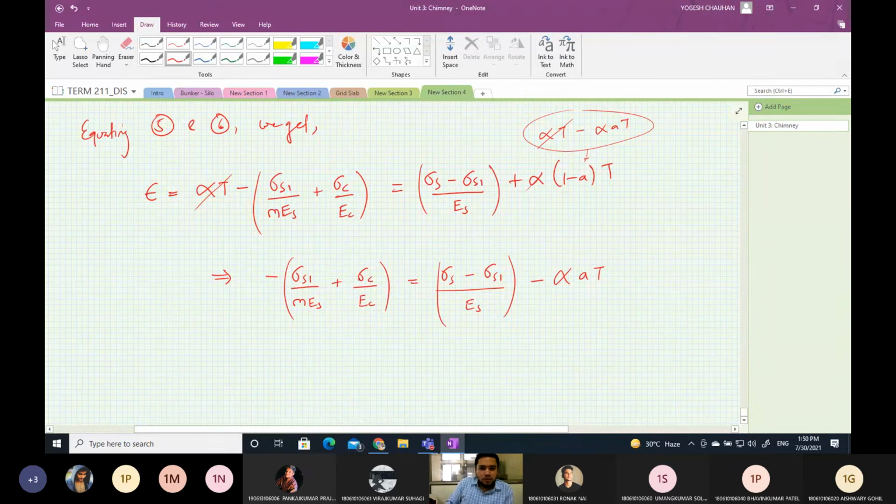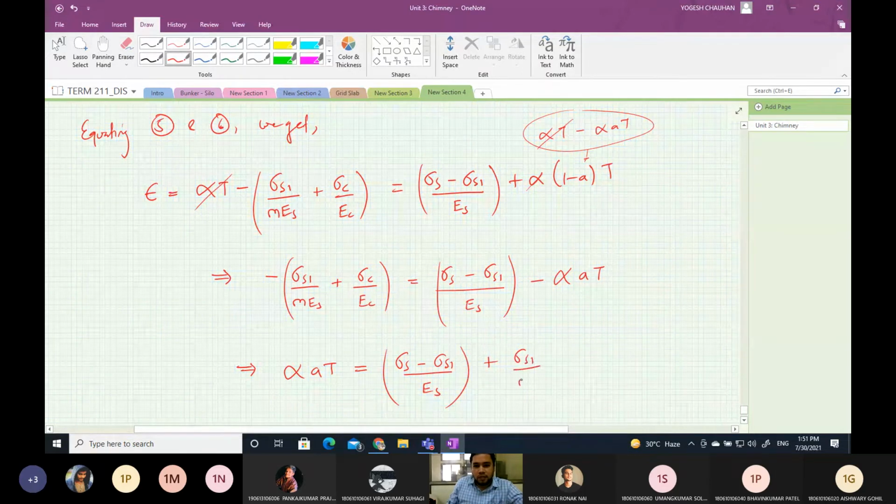Now here we have the sigma s1 term, so we can write this as alpha a T equals, we take it to the left, so this will be sigma s minus sigma s1 by Es plus sigma s1 by m times Es plus sigma c by Ec.